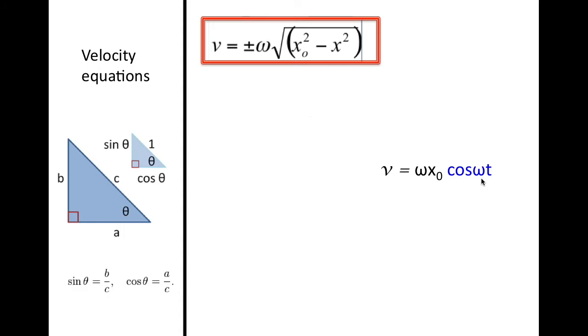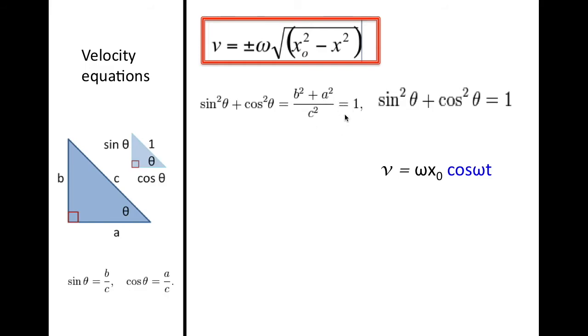One thing that you might notice is that there were the x and y components, and when you're looking at an x and y component from a trigonometry standpoint, we have the sine side, the cosine side, and a right angle. So we are pretty much just using the Pythagorean theorem, which looks like this: sine squared theta plus cosine squared theta equals b squared plus a squared over c squared, equaling 1. That's equivalent to sine squared theta plus cosine squared theta equaling 1.